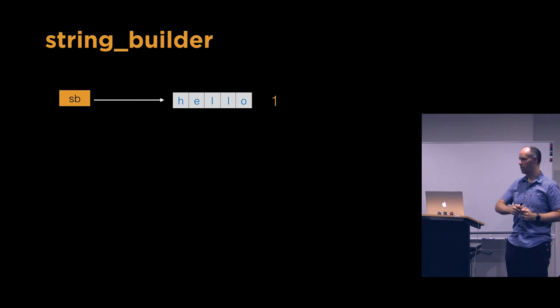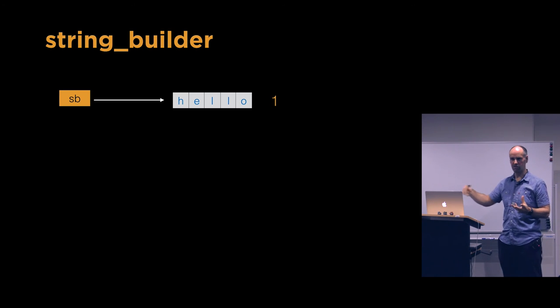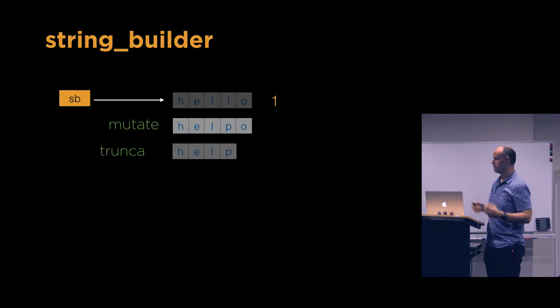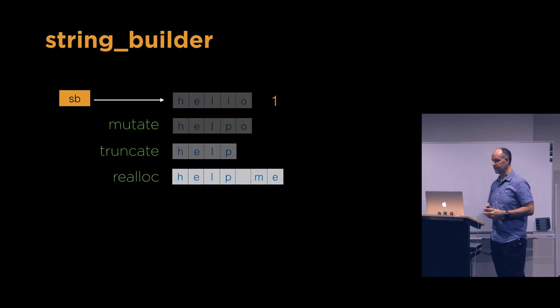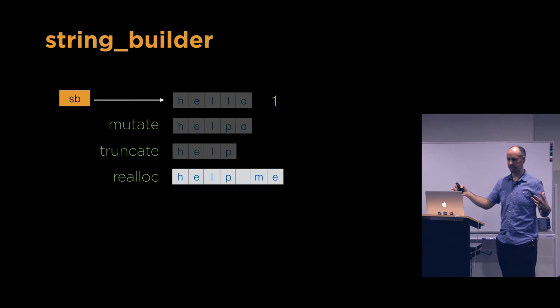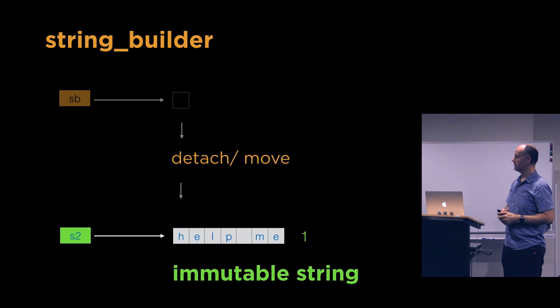So we can do things like pass out pointers to external libraries that are going to write into buffers. So we can mutate them in place, we can truncate them, and we can realloc them too to make them bigger. Whatever it takes to actually build up our string in the first place. But we're never going to share these. There is actually an internal reference count, but there's no access to it. It's only there so that when we're done, we can detach or move that underlying buffer into our immutable string.